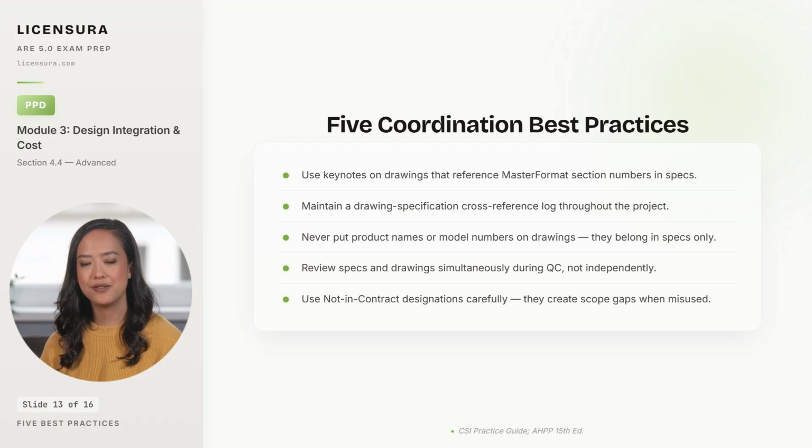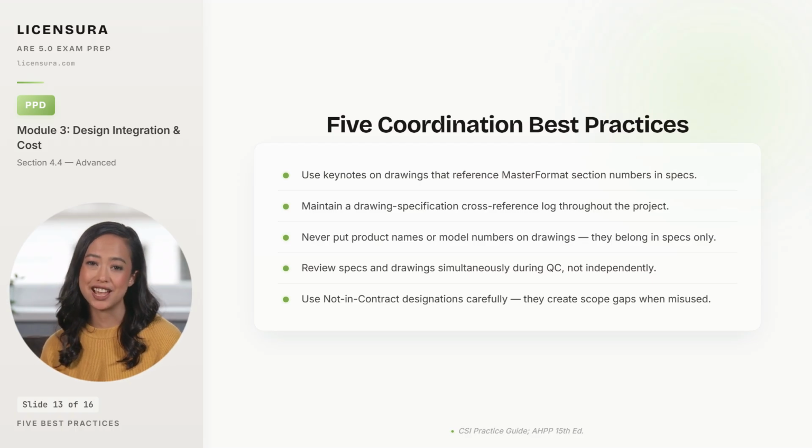Fourth, review specifications and drawings simultaneously during QC rather than independently. A QC reviewer who looks at drawings without specs catches half the errors, and vice versa. And the architect who relies on independent reviews creates exactly the conflicts the process was supposed to catch. Fifth, use not in contract designations carefully. Owners or other contracts have to actually cover the scope, and a careless NIC creates a scope gap that the contractor will refuse to fill without a change order, and the lawsuit that follows traces back to the careless designation.